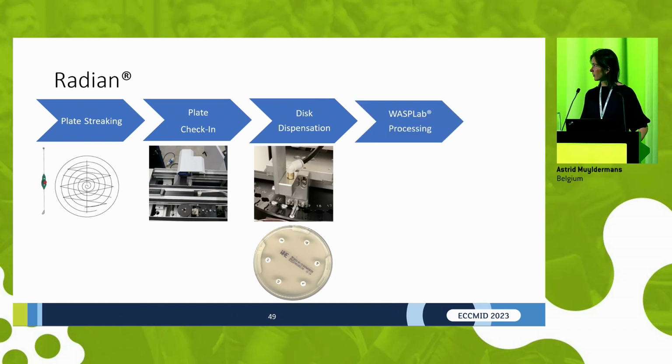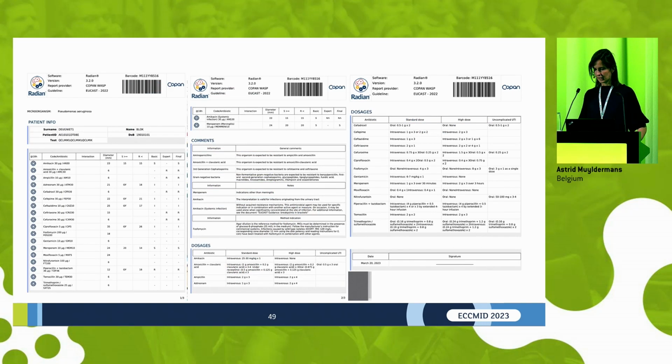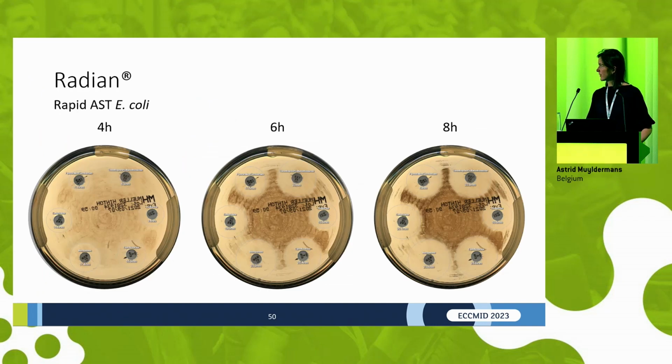The plate will be incubated in the WASPLab system. At predetermined time points, you get a picture of the inhibition zones with automatic measurement. Finally, you get an interpretation by the expert system, where the EUCAST rules are already implemented, but you can also add your own rules. Another advantage of the system is that you can set specific breakpoints according to the incubation time, so you can actually automate the rapid AST. This is an example of the inhibition zones at the different time points, and as you can see, they are clearly visible in the high-resolution pictures.